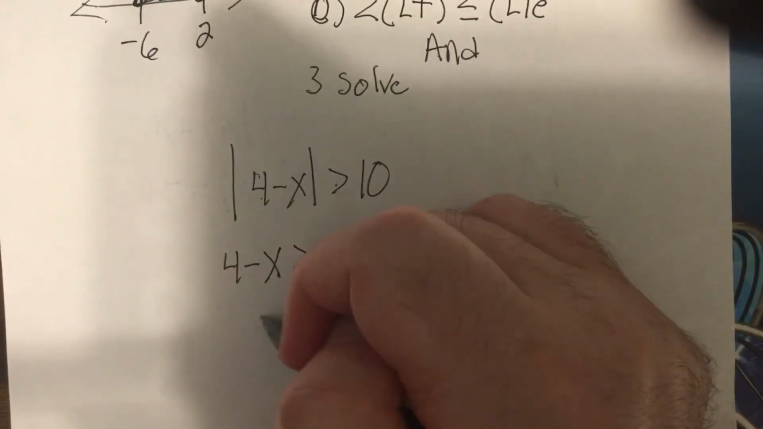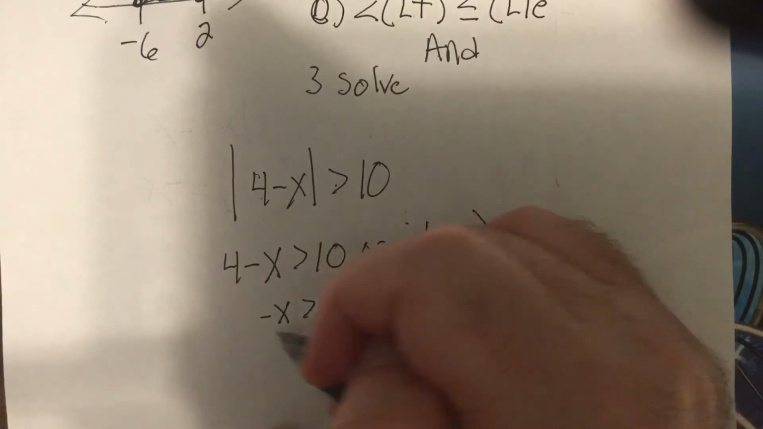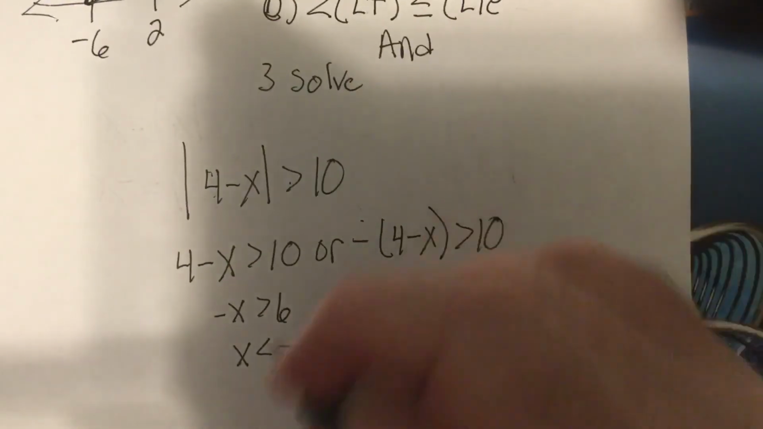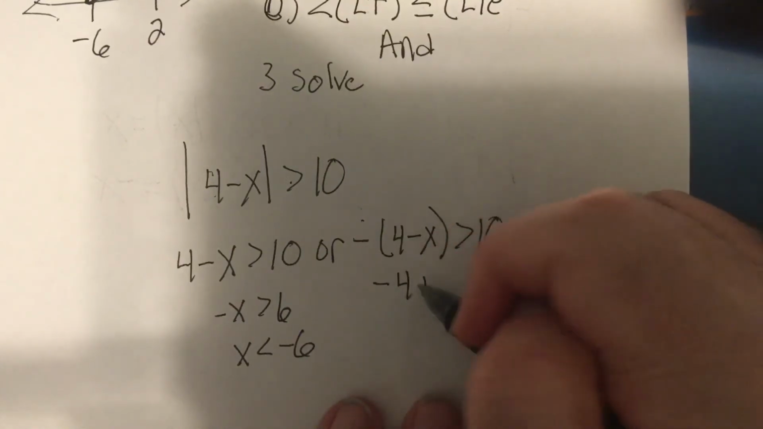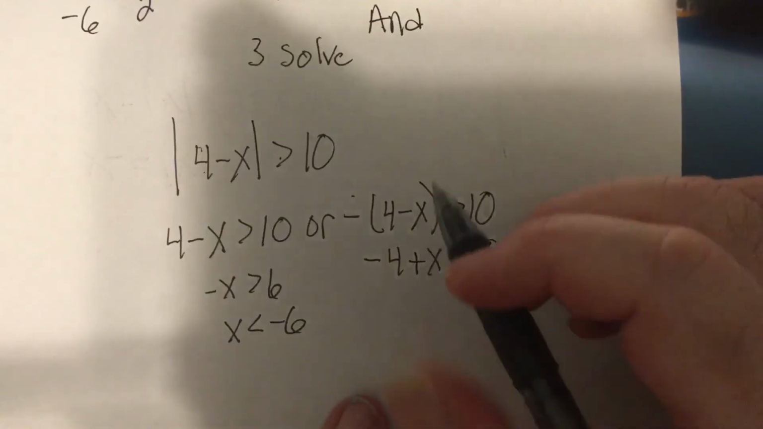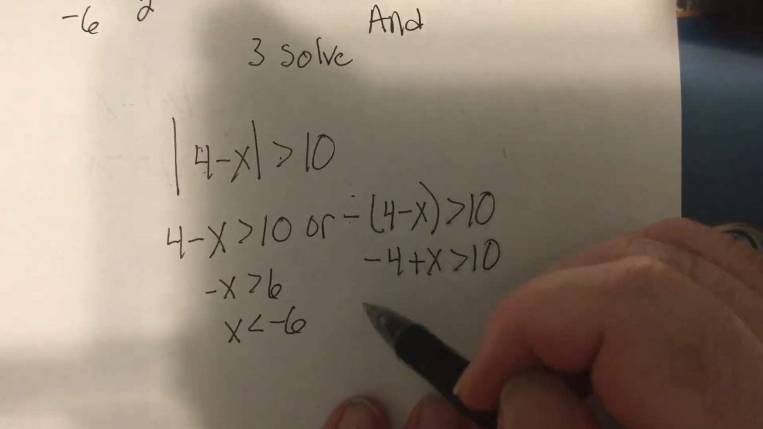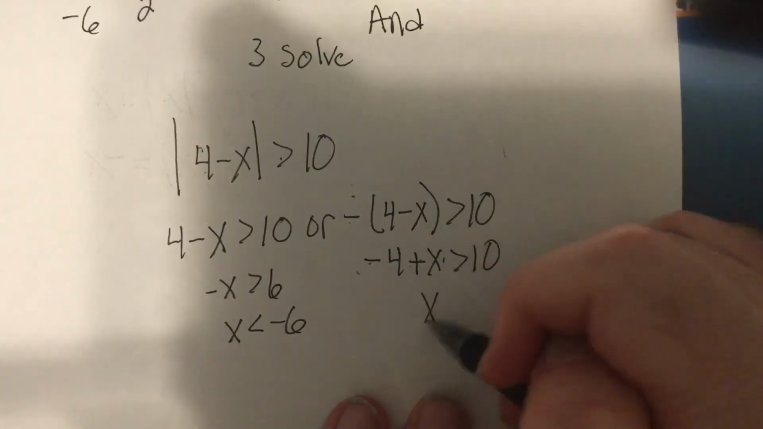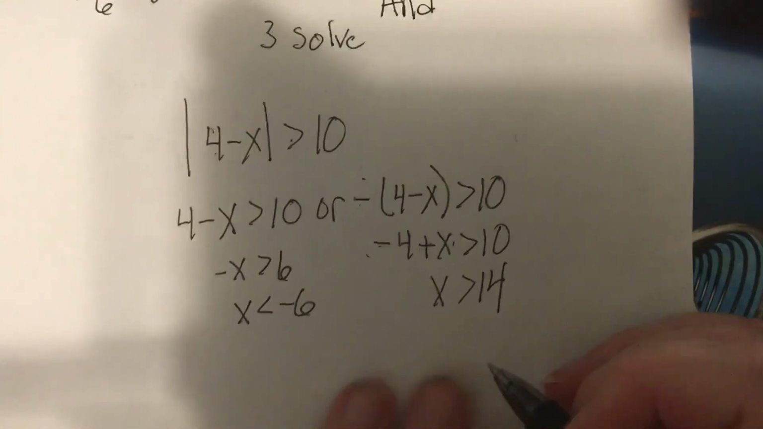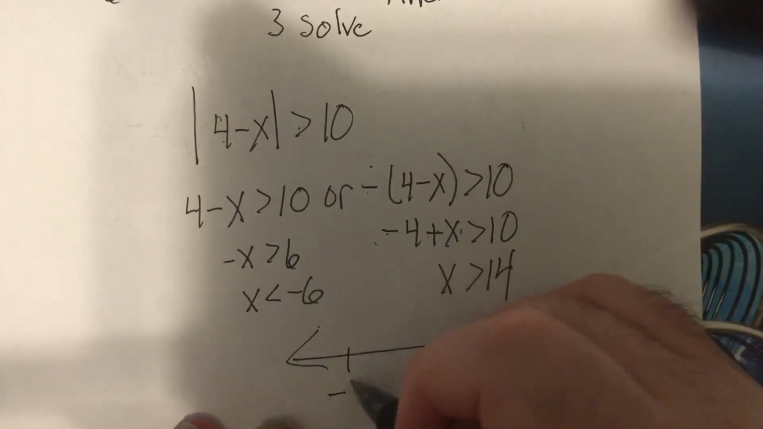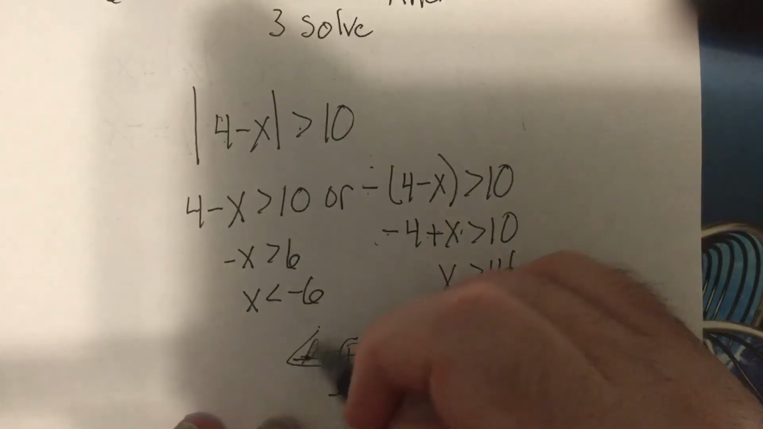So subtract 4. Take the opposite. Distribute the 4. Add 4 to both. I said that wrong. Distribute the negative, not the 4. So it makes it -4 plus x. Add 4. X is greater than 14. So a typical or.